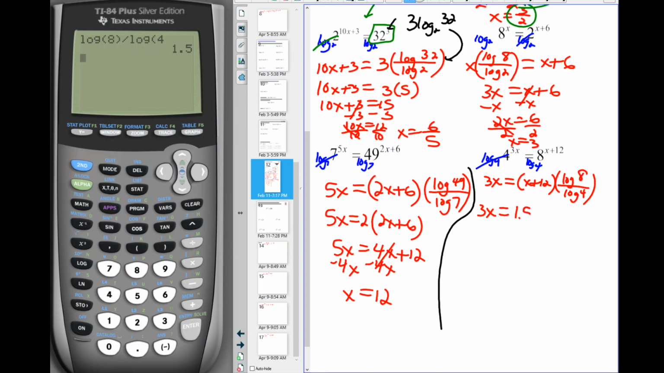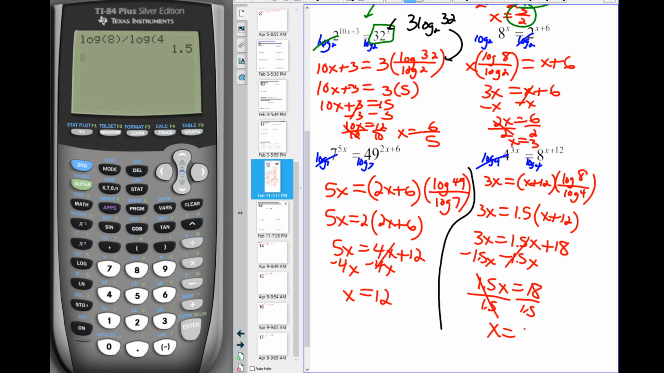So this is 1.5 times x plus 12. So that's 3x is equal to 1.5x plus 18, minus 1.5x. So I get 1.5x is equal to 18, divided by 1.5. x is equal to 12.